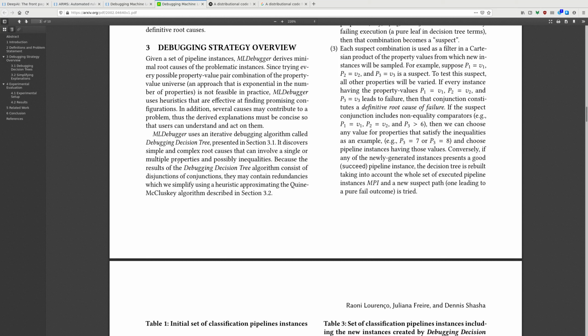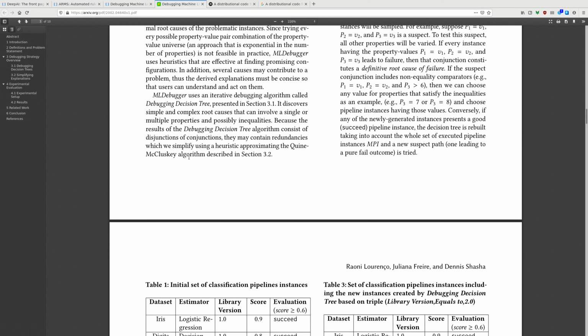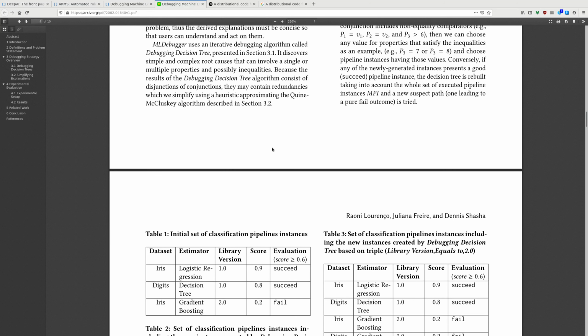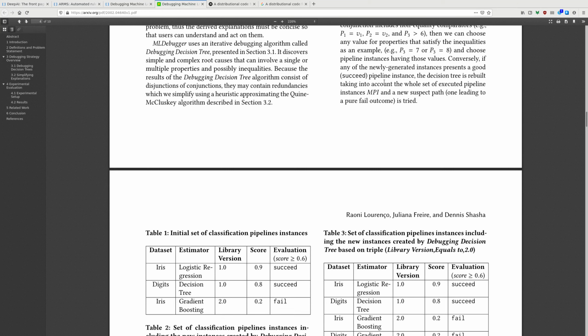For example, suppose P1 equals V1, P2 equals V2, and P3 equals V3 is a suspect. Then to test the suspect, all the other properties will be varied. If every instance having property values P1 equals V1, P2 equals V2, and P3 equals V3 leads to failure, then the conjunction constitutes a definitive root cause of failure. If the suspect conjunction includes non-equality comparators, then we choose any values of properties that satisfy the inequalities, and choose pipeline instances having those values. Conversely, if any of the newly generated instances succeed, then the decision tree is rebuilt taking into account the new set of executed pipeline instances, and a new suspect path, one leading to a pure fail outcome, is tried.